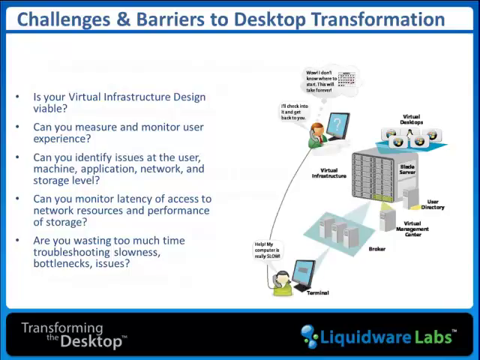And finally, are you wasting too much time troubleshooting slowness, bottlenecks, issues, etc.? Ultimately, VDI is supposed to be saving you and your company time and headaches and money. And if we're increasing those by increasing complexity, we want to try and make sure that that's mitigated as much as possible.